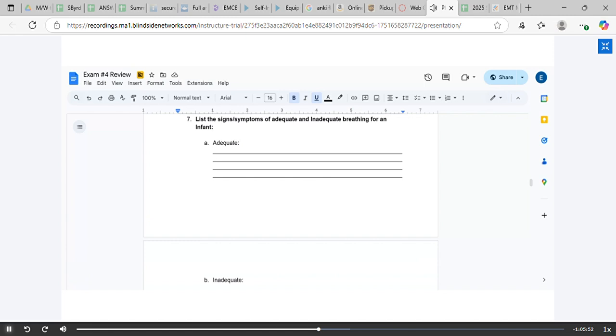Now, as far as mental status, it is different for kids. They can't talk to us all the time and answer all of our questions. So how are they behaving? Sometimes you have to get the family involved and ask, is this normal for them? Are they normally kind of fussy like this? That kind of stuff, right? So look at the mental status.